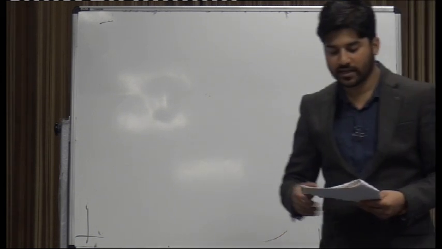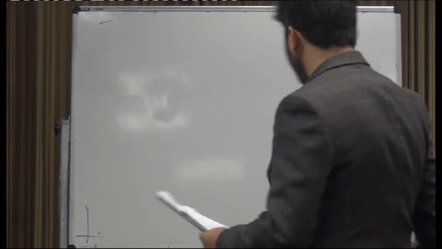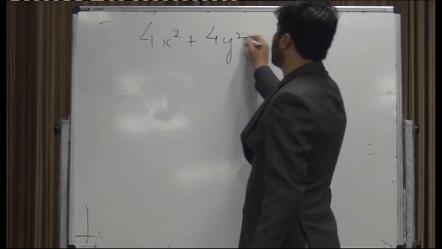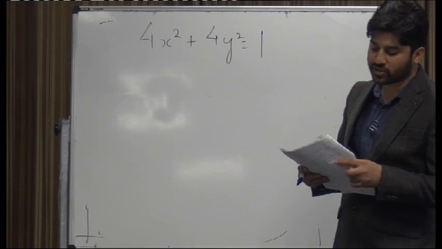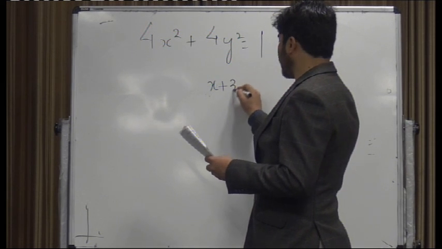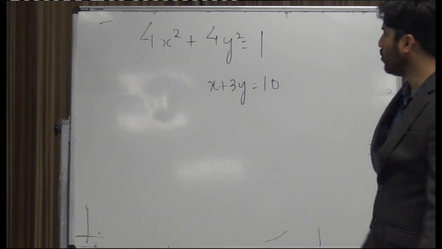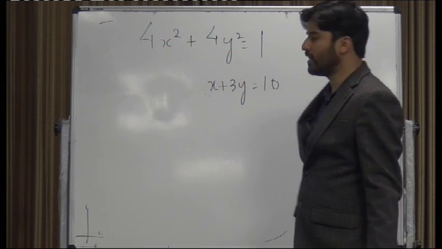Okay, now just solve this question. The chords of contact are drawn to 4x square plus 4y square is equal to 1 from variable points of x plus 3y is equal to 10. Okay, so variable points, we have taken from this line and we are drawing chords of contact. Tell me the point of concurrency.